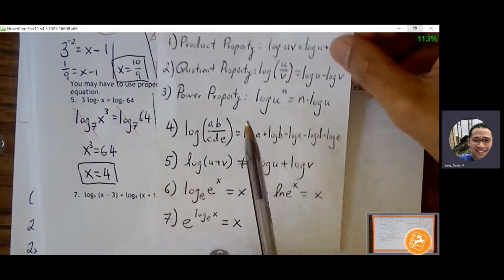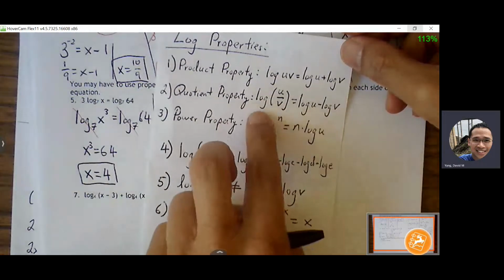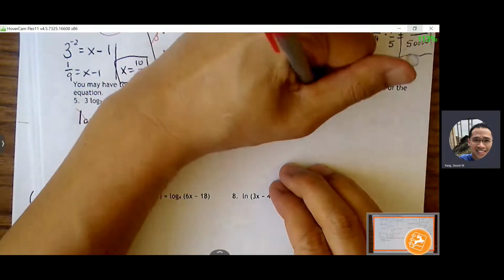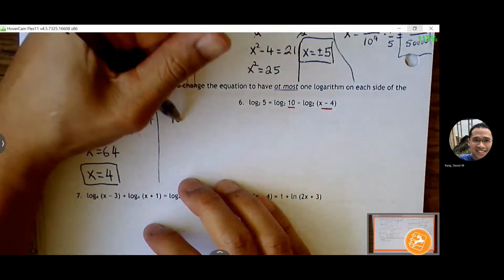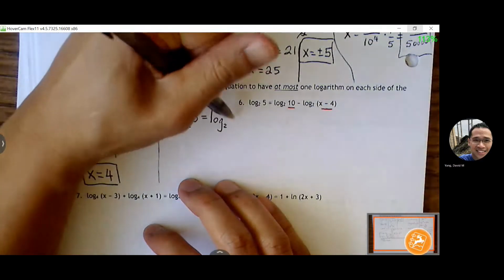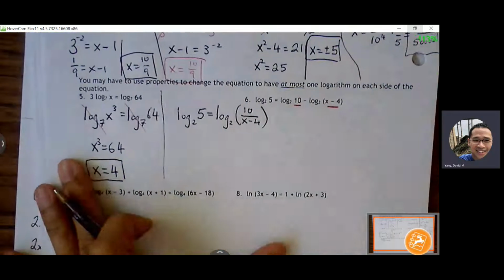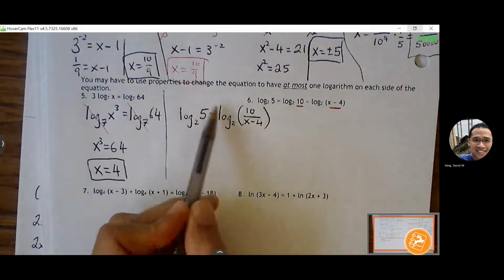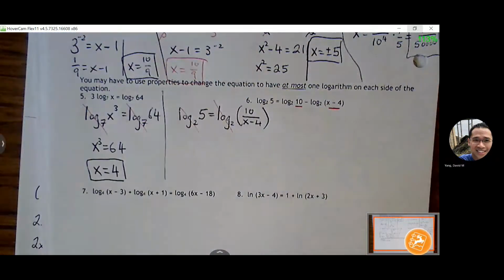All right, if I have log of u minus log of v, I can merge them together to be log of u over v. So I can take the 10 and the x minus 4 and put them over each other. Now that I have log base 2 equals log base 2, we can raise both sides with 2 as the base. Everything goes away. Now we can just solve for x.